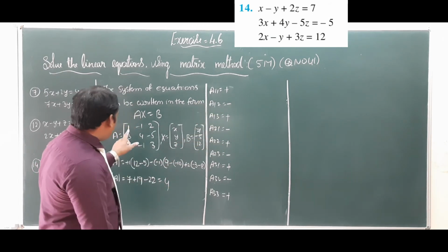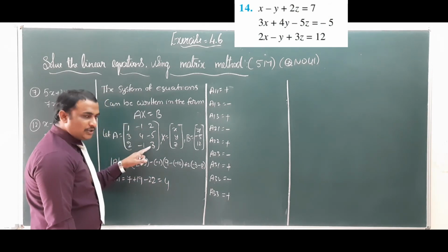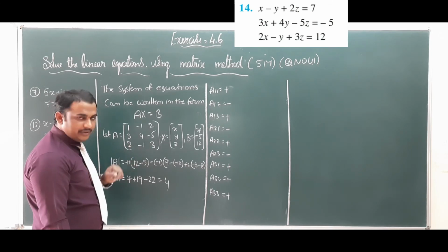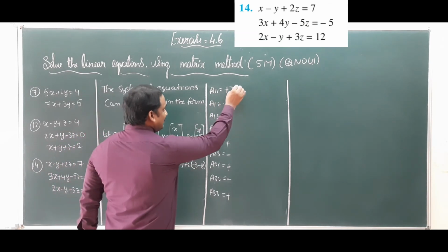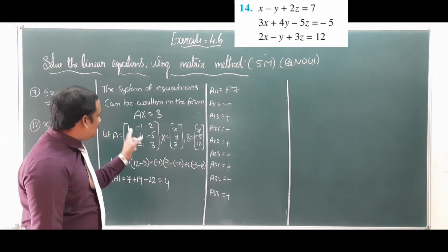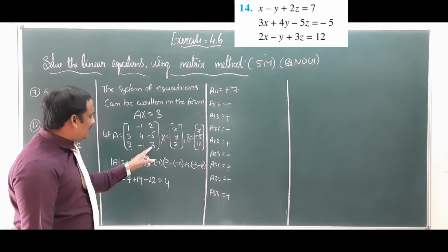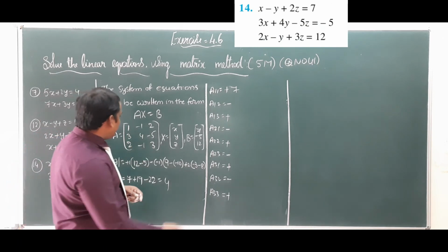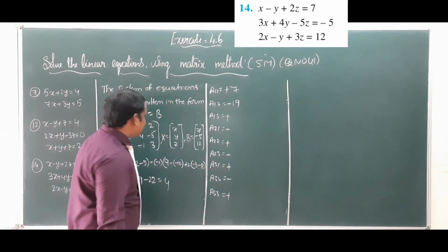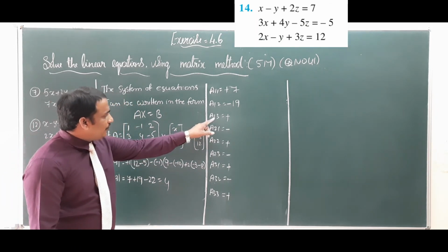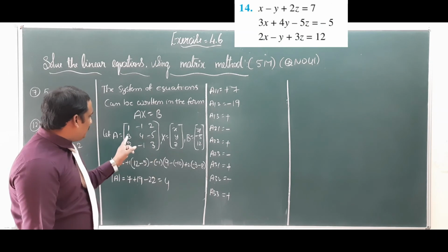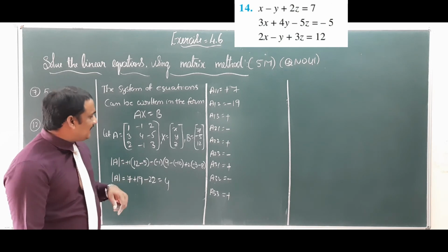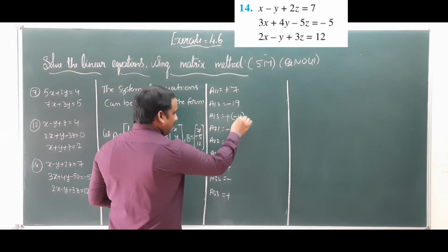Now A11, first row first column: if you delete them, the 3s are 12, minus 1 into minus 5. Here 12 minus 5 value is 7. Next A12, first row second column: 3 3s are 9, minus 2 into minus 5, 9 plus 10 is 19. Next A13, first row third column: 3 into minus 1 is minus 3, minus 2 into 4 is minus 8, minus 3 minus 8 is minus 11.